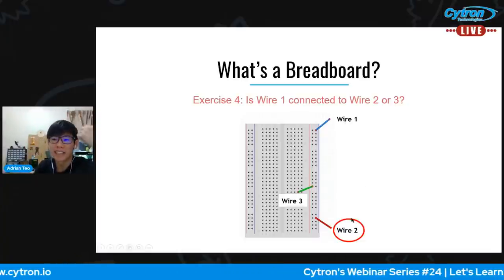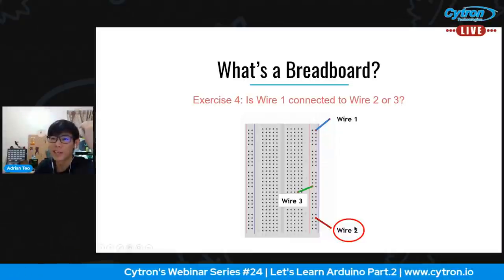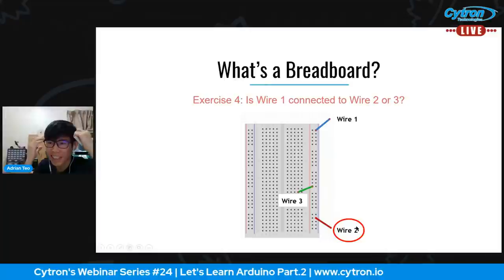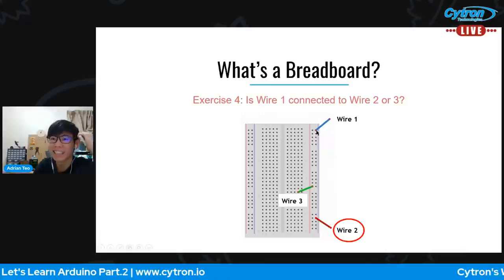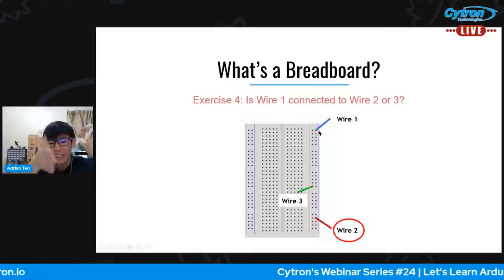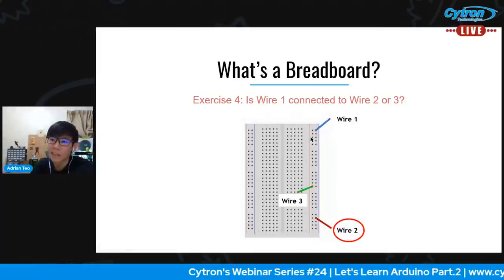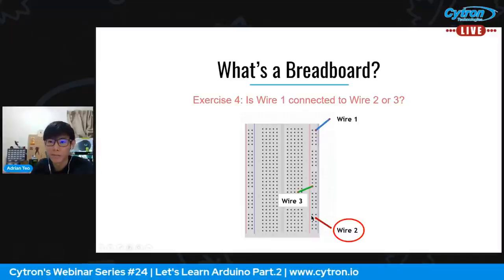Actually my slide circled the answer there already. I forgot to put the transition there, but you guys are right. The connection is wire one to wire two because they are in the same vertical line. So wire one is connected to wire two, and wire three is not connected to anything.